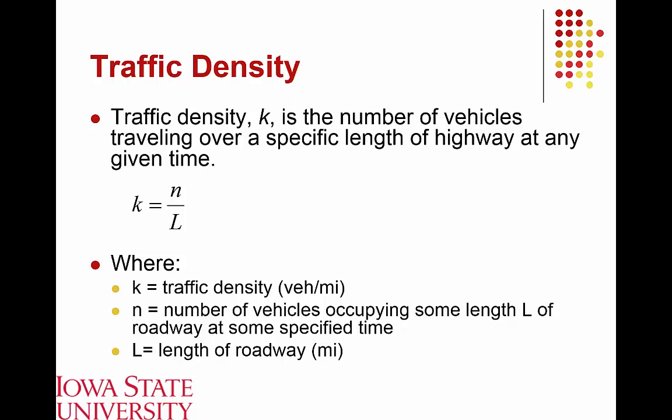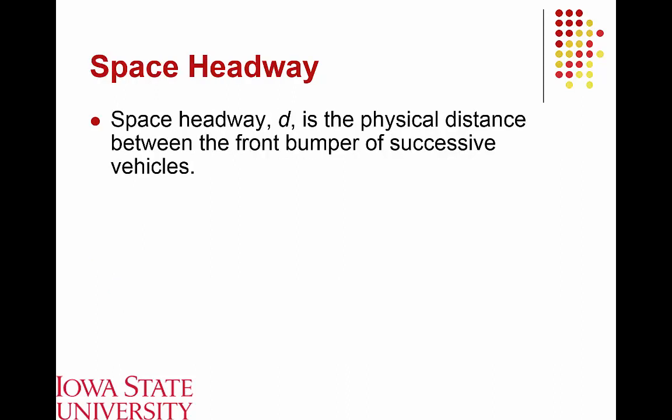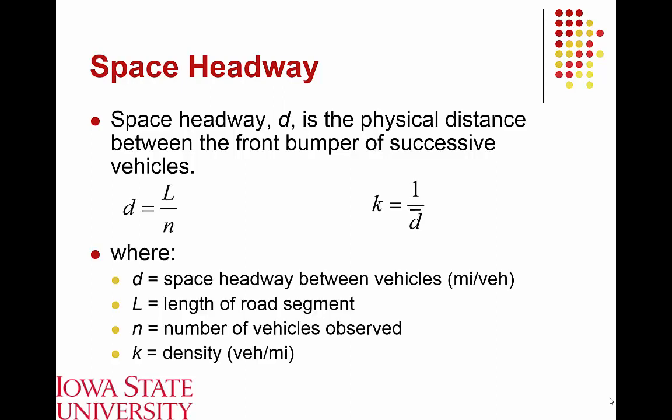And just as we saw with flow and time headway, traffic density has a related term called space headway, or spacing. So space headway is the actual physical distance between the front bumper of successive vehicles on the roadway. And so if we wish to measure space headway, we can simply take a given length of roadway, generally in feet or miles, and simply divide by the number of vehicles that are observed over that stretch of roadway.